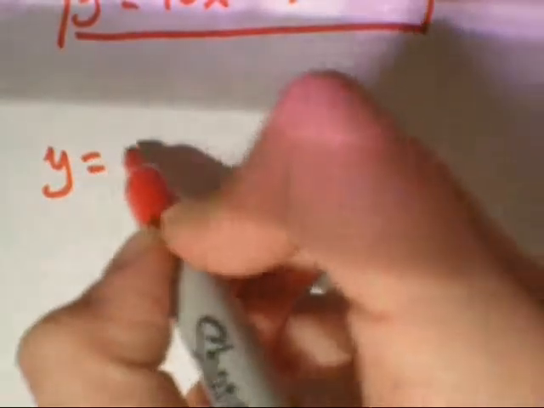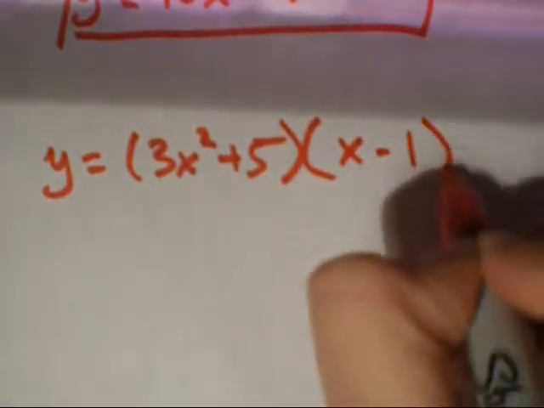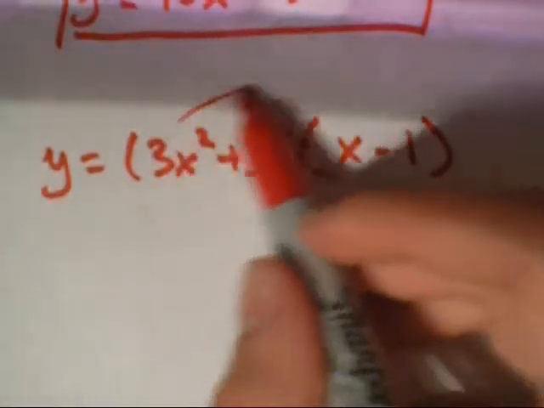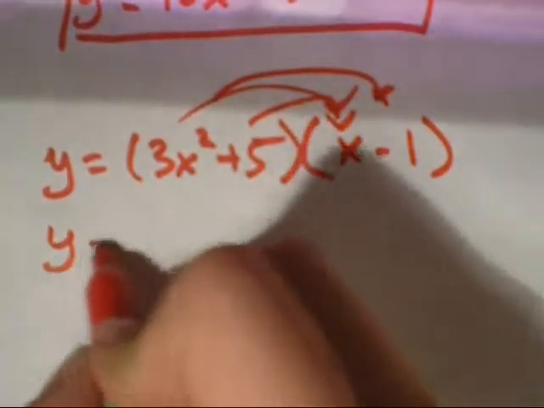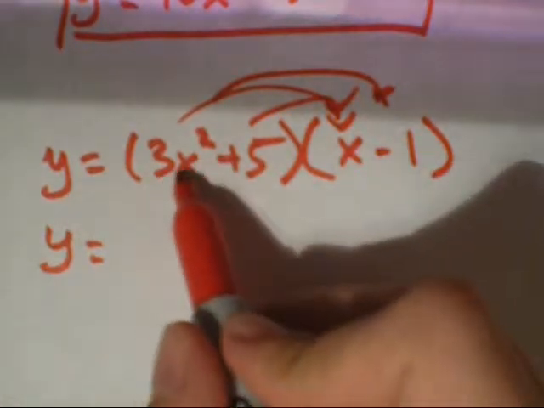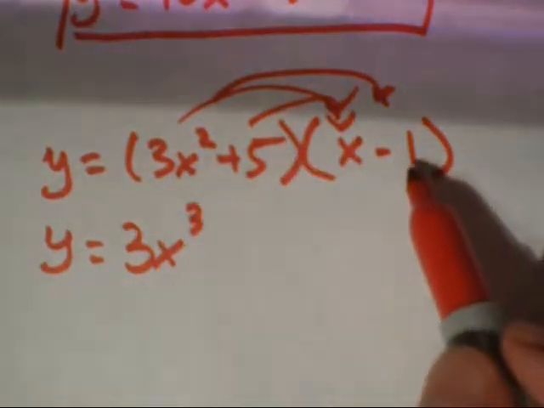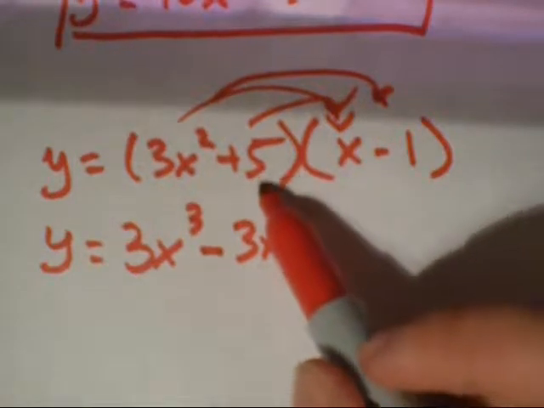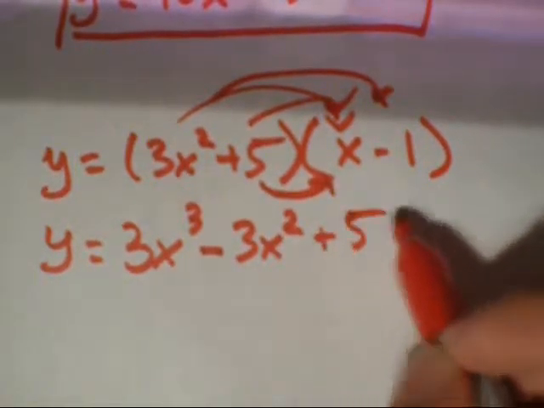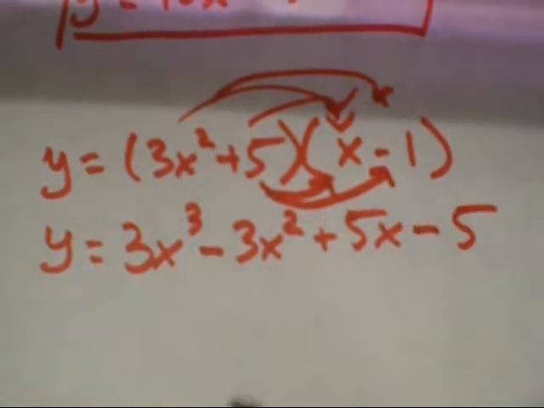And finally, the last example, if y equals 3x squared plus 5 times x minus 1. In this case, again, we have to distribute it all out, right? So we would get 3x squared times x, which would give us 3x cubed. 3x squared times negative 1 would give us negative 3x squared. 5 times x would give us 5x. And 5 times negative 1 would give us minus 5.